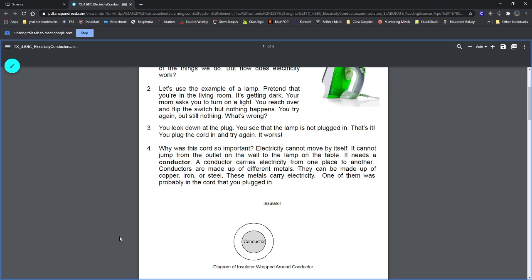Conductors are made up of different metals. They can be made up of copper, iron, or steel. These metals carry electricity. One of them was probably in the cord that you plugged in.